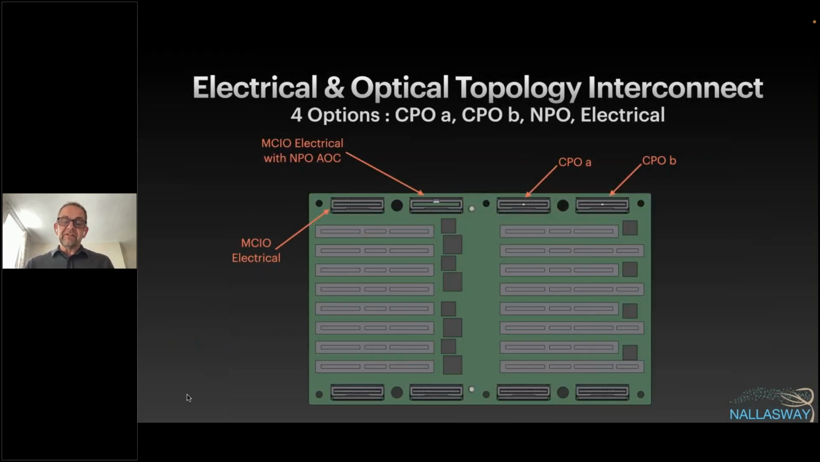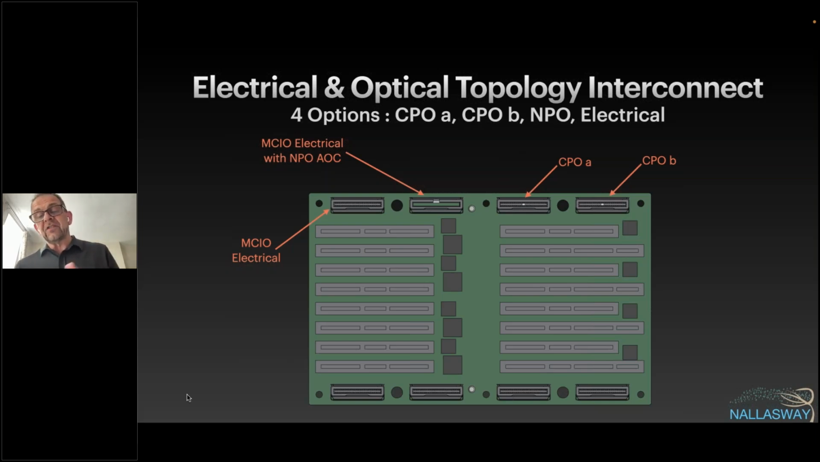And so this is now staring at the bottom of the module, so you can see the 16 media connectors and the 8 topology connectors on the outside. And you can see that I've labeled them. The one on the top left is MCIO electrical, standard 8-lane PCIe CXL 8-lane IO. Then I've shown, which you can't really see, an MCIO electrical with what I've called a near packaged optics active optical cable. So you can just sort of see a green PCB in there with some components on it.